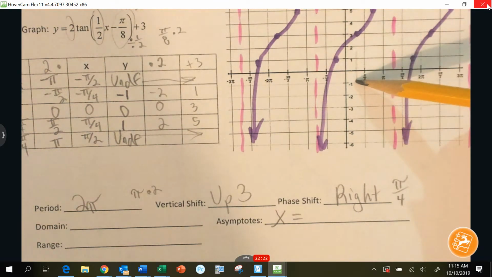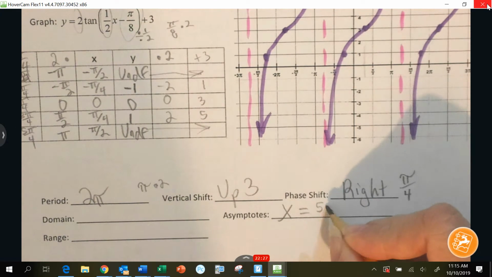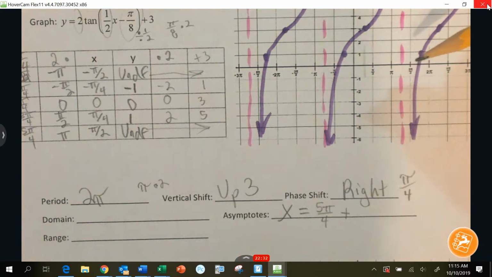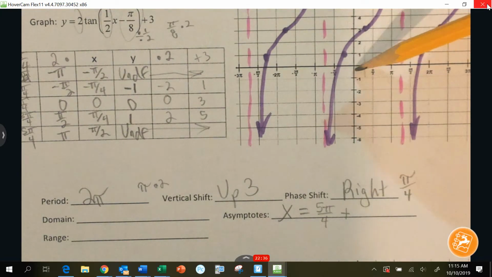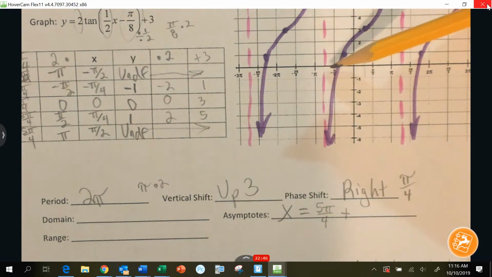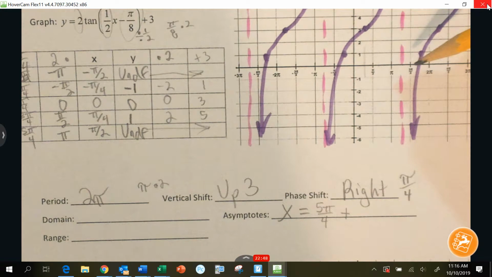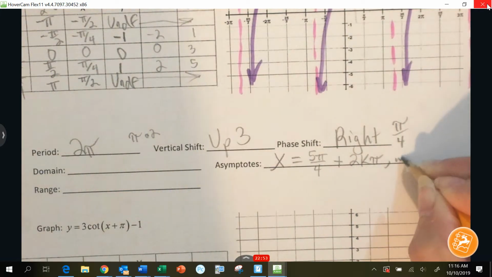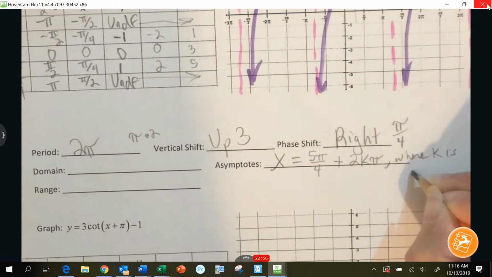Oh wait, you're right. Sorry. 5 pi over 4. 5 pi over 4, okay. Plus, and then we have to figure out how far apart they are. So on my graph, 2 blocks make pi. On this graph up here, 2 blocks make pi. And these are 4 blocks apart. So how far apart are they? 2 pi. So we're going to do 2k pi, where k is an integer.